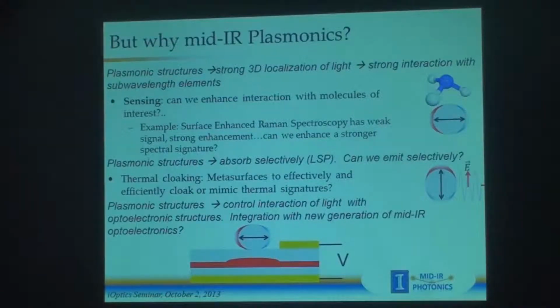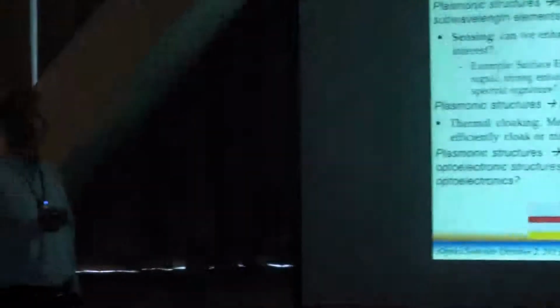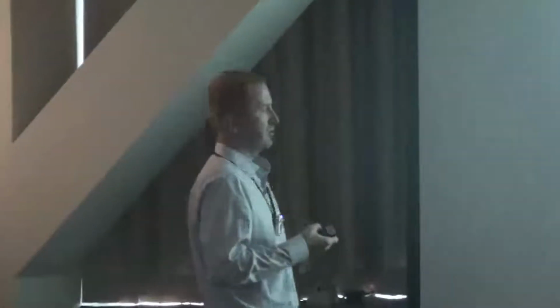Okay? Can we talk about designing structures that selectively absorb, again leveraging the losses in plasmonic structures, and then can we turn those around and emit selectively? I've already showed you a couple of examples of our group's work on that. And this is one of the things that we're moving towards right now: can we control the interaction of light with nanoscale or sub-wavelength scale optoelectronic structures? Namely, can we integrate a new generation of mid-IR plasmonics with the existing mid-IR optoelectronic infrastructure and develop smaller scale emitters, smaller scale detectors?